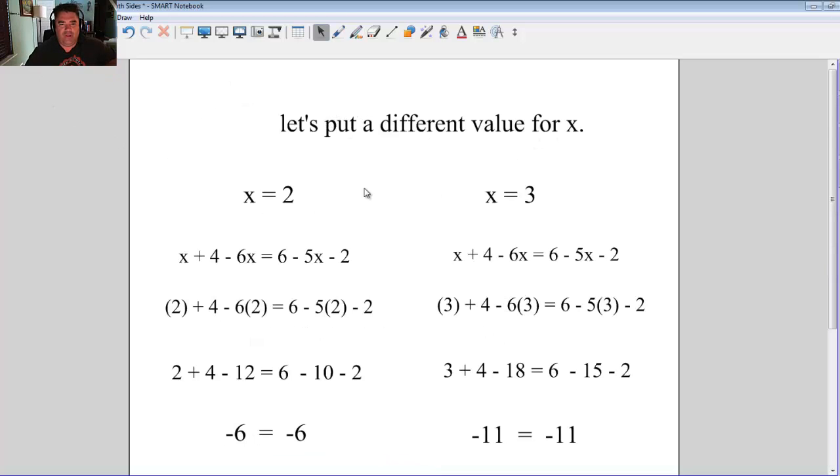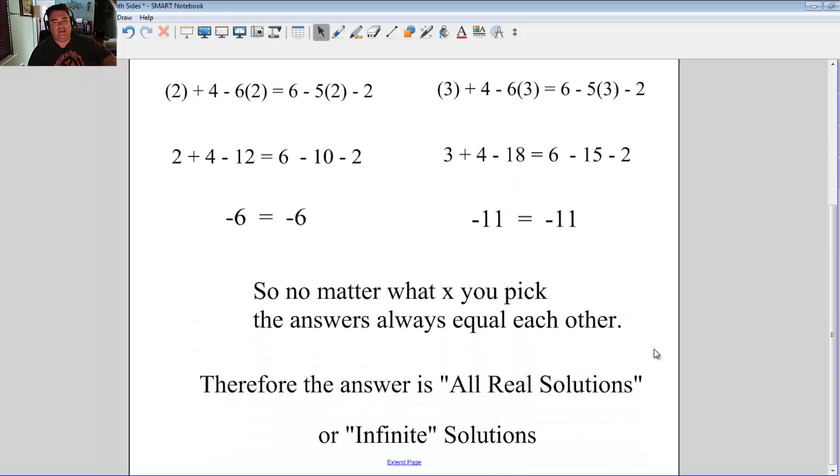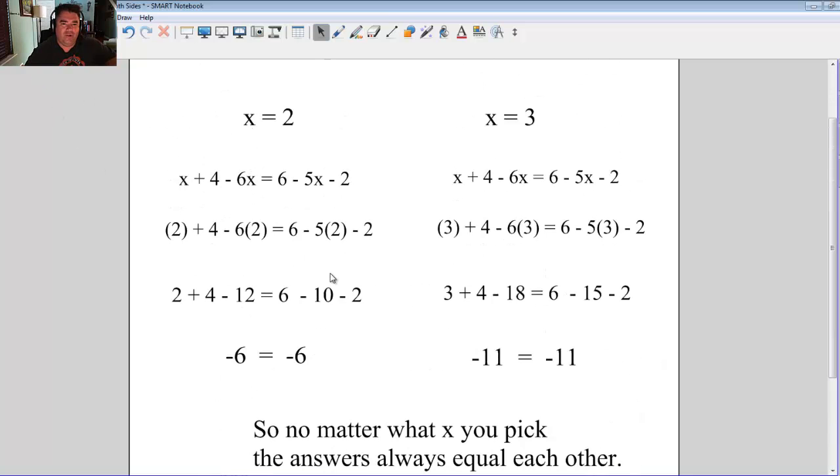Now, if we did a different value for x, and I just picked a couple to plug in, I'm not going to make you follow the whole thing, but I simply plugged in a couple numbers from the problem from the preceding page. So I plugged in a 2 here, and I plugged in a 3 here. When I plugged in the 2, and I'll save you all the time of going through it all, when you do all the math, it becomes negative 6 equals negative 6. When I plug in a 3, negative 11 equals negative 11. And the reason for that is no matter what x you pick, the answer will always equal each other. So therefore, there's all real solutions or infinite solutions. I'll accept either on your answer. And that's because you had a scenario where both equations were the same once you simplify them and saw it.